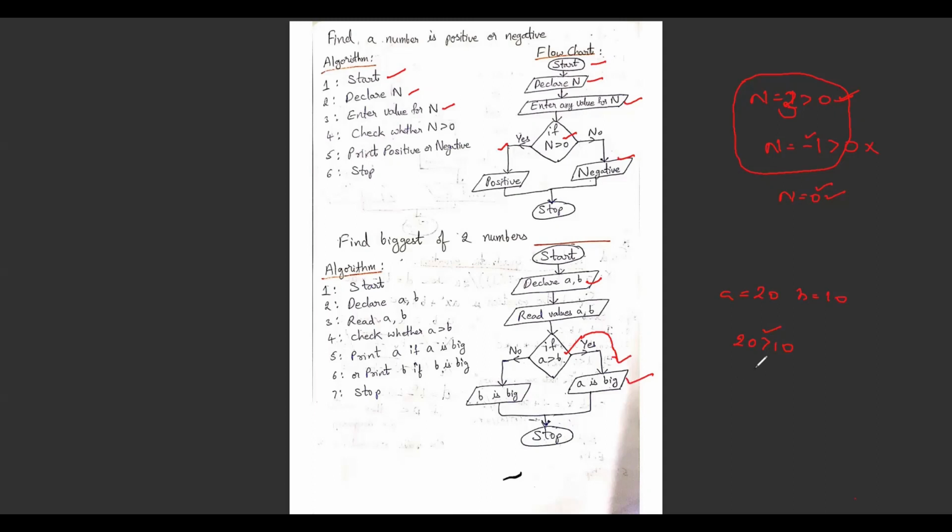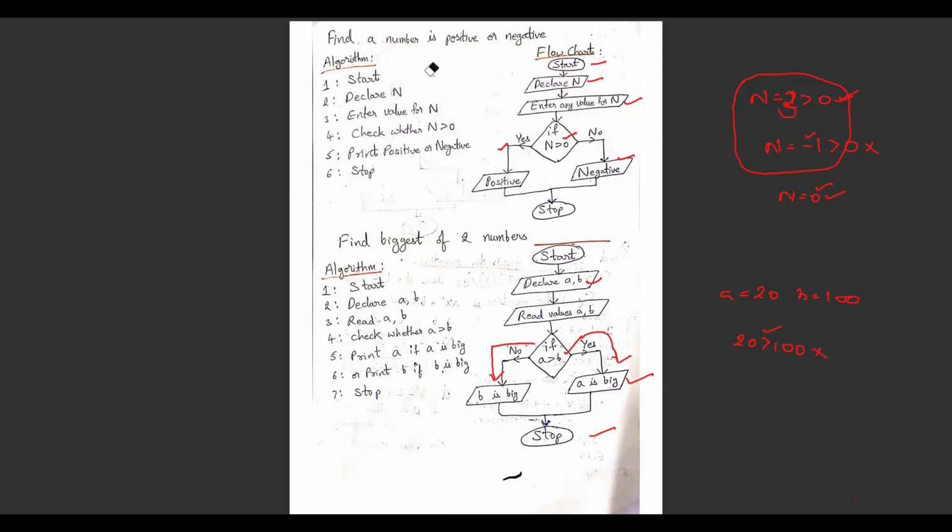And if it is no, suppose a value is 20 and b value is 100. So 20 greater than 100, which is a false condition. So it goes to no and it is going to print b is big. And finally, it is going to stop your flowchart. Clear? So these are the basic things, right?